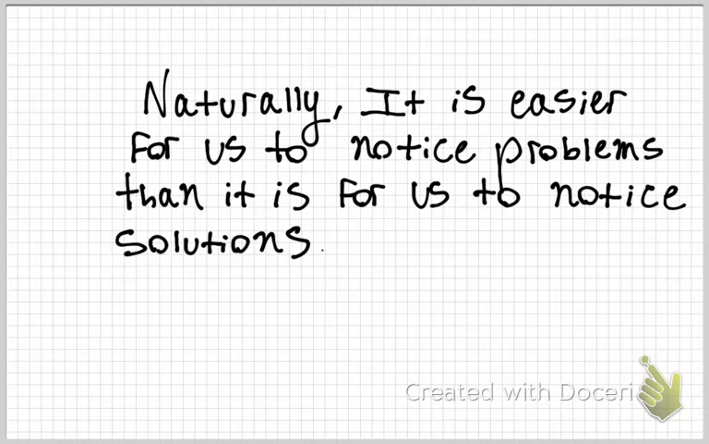But we can use this fact of human nature to our advantage. The fact that humans, by nature, notice problems quicker than we notice solutions, that's essentially what proof by contradiction does. Proof by contradiction takes advantage of your ability to notice problems quicker than you can notice solutions. So I'll keep going, explain some more.